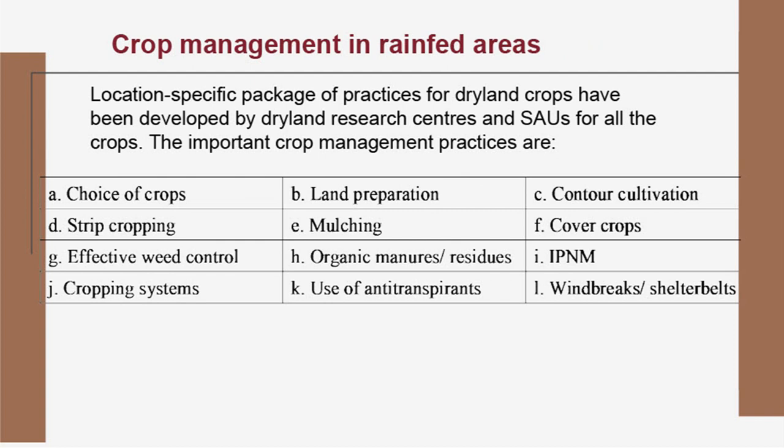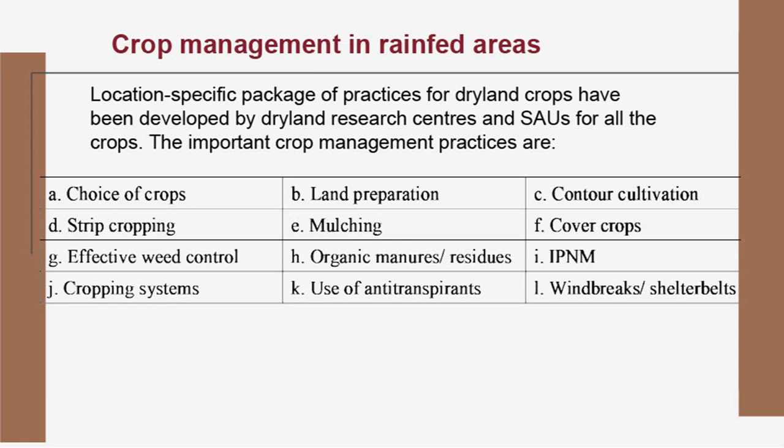Now, crop management in rain-fed areas. Location-specific crop management packages or practices for dryland crops have been developed by dryland research centers and SAUs, State Agricultural Universities, or other research institutions. They have developed several packages like choice of crop. These days, people can select the crop suitable for their region, and varieties are also available. Strip cropping can be practiced where you can grow erosion permitting crops and erosion resisting crops in certain strips of 8 lines, 10 lines. Effective weed control packages are available.